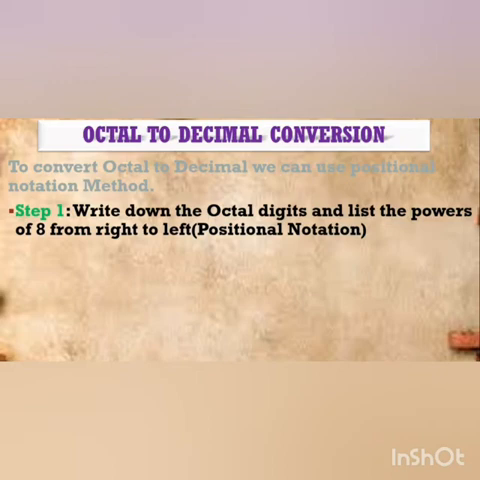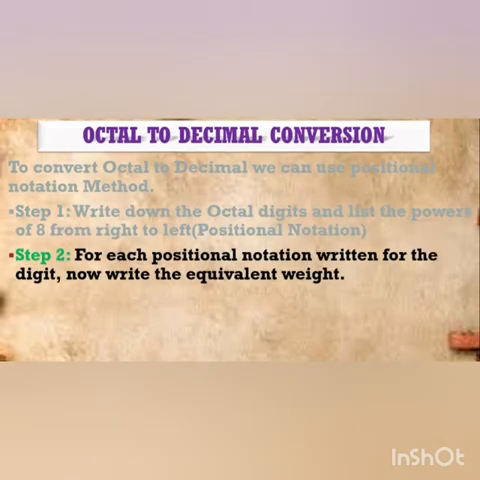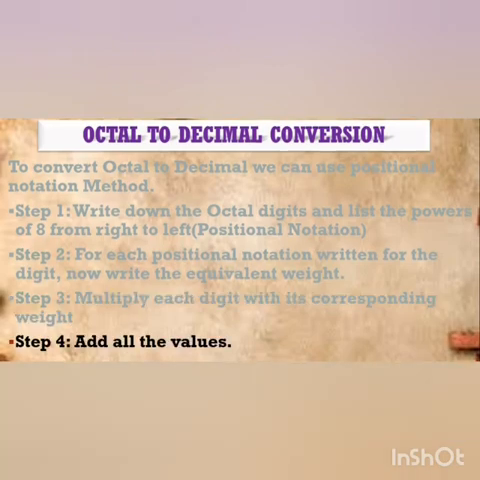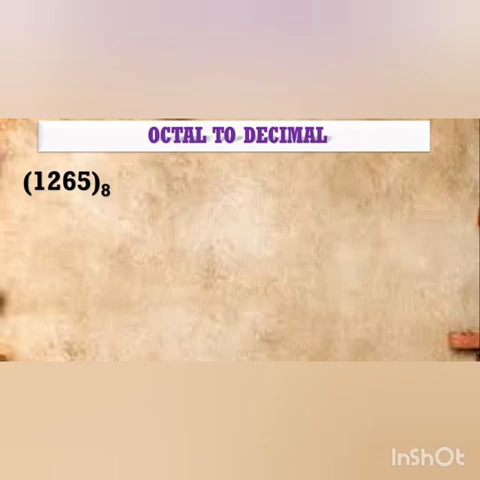That is the second step: for each positional notation of the digit, write the equivalent weight. Third step, multiply each digit with its corresponding weight. And the fourth step, add all the values. Now let us see the example. Convert 1265 base 8 to the equivalent decimal number.